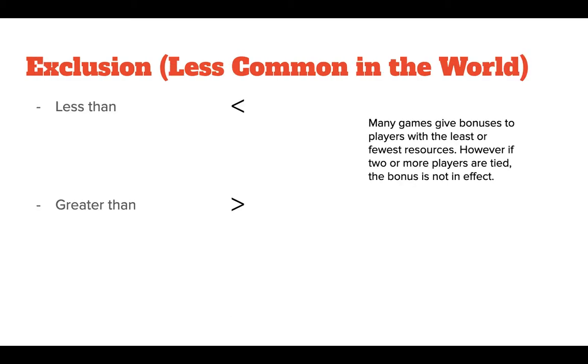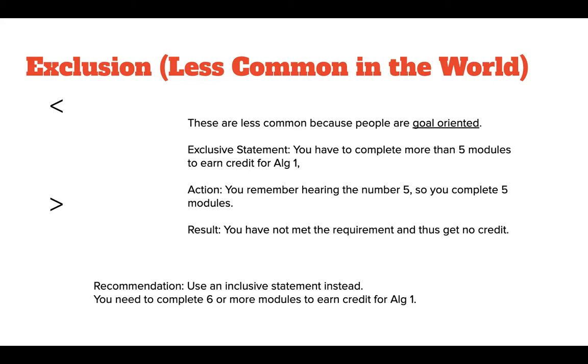If I'm looking at exclusion, meaning it has to be less than or greater than, then I can't have two things being equal. It wouldn't be exclusive if two things were equal. So where this comes up in the real world is mostly with games. I play a lot of games where you get a bonus if you're the player who has the least or the most of something, but it has to be unique. If you're tied with somebody else, then you don't really have the most or the least, so you don't get the bonus.